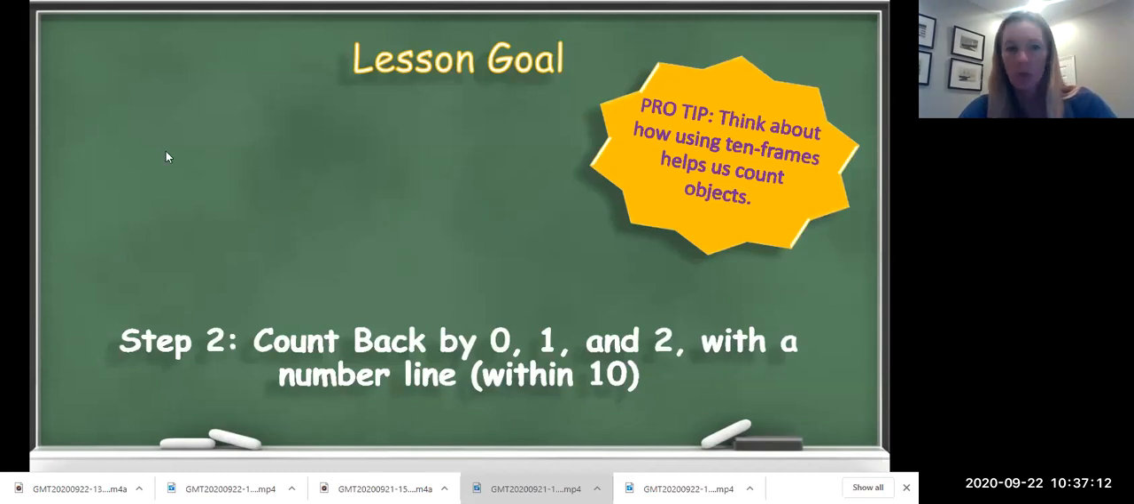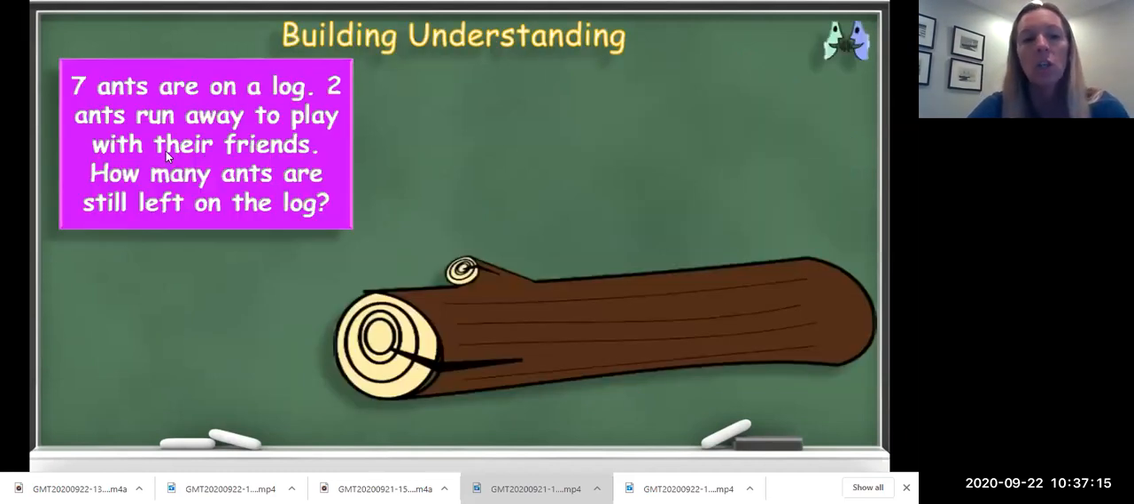So 7 ants, which is what we counted earlier, are on a log. 2 ants run away to play with their friends. How many ants are still left on the log? So I want you guys to go ahead and use your whiteboards and solve that problem. There were 7 ants. You might want to draw 7 circles. 2 ants ran away. So you're going to decide, am I adding more or am I crossing them out? And then how many ants are left on that log? So go ahead, friends, and make sure to write your equation to go with your picture. Make sure you flip over your whiteboard. Remember, Miss Simonton will say 1, 2, 3, put your marker down. Then she'll say 1, 2, 3, show me what you know. And she'll walk around.